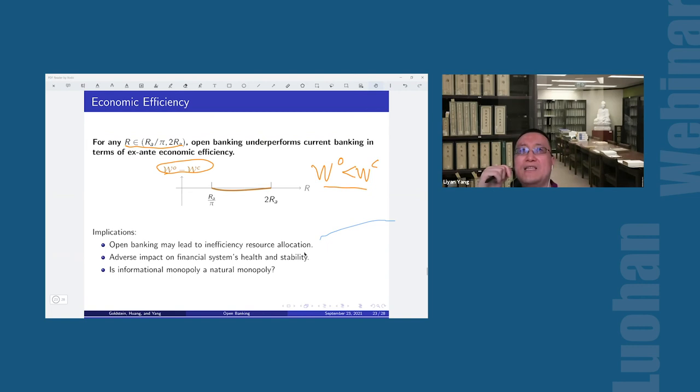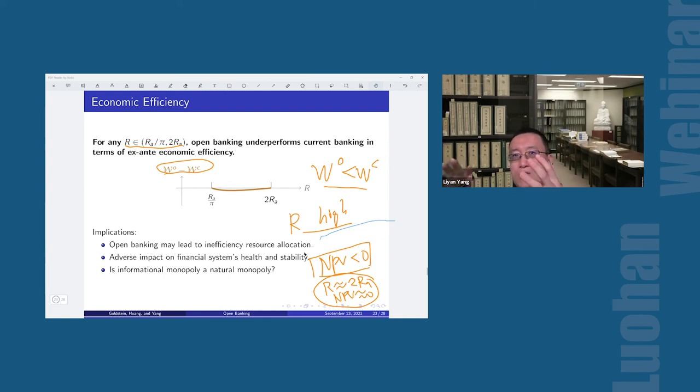We think about the intuition like this. Recall that for open banking, if R is high, funding efficiency is good for open banking. But if R is low, screening efficiency is good for open banking. But when the NPV is not negative, but suppose R is closer to RA, then the NPV is closer to zero. So in this case, you need to be very, very careful to screen this product, because the NPV is very, very close to zero.